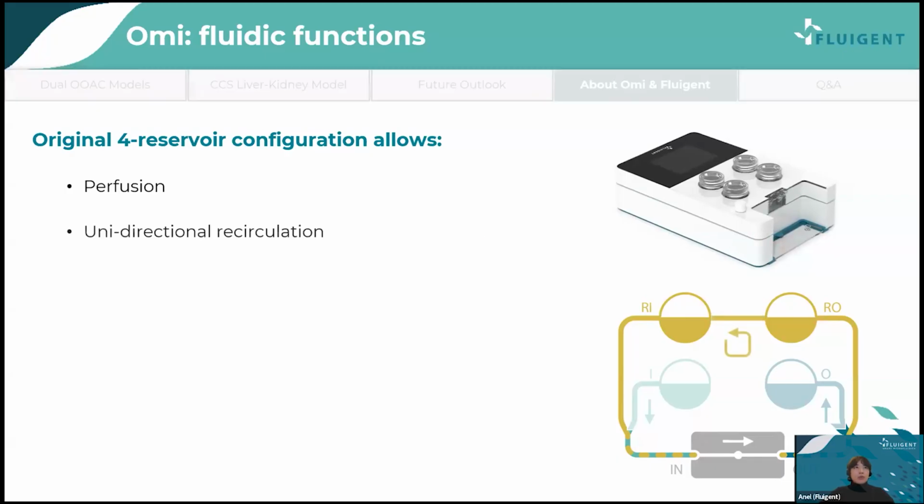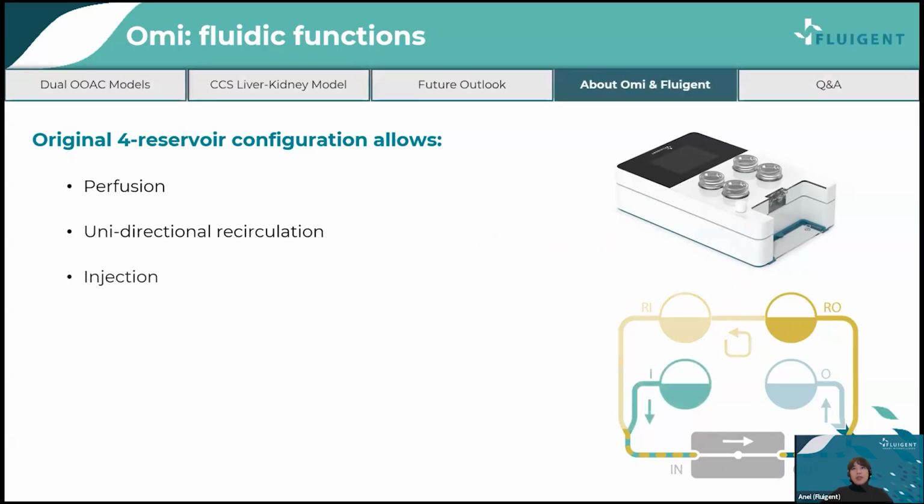There is also the unidirectional recirculation that allows recirculating the medium from reservoir RI to RO. And this can be done for several days or weeks, depending on the experimental setup. Then there is an injection reservoir I, where you can inject the drug of interest in a controlled way inside your fluidic circuit. And there is a sampling reservoir. It is only one reservoir, so it can accommodate only one sampling if necessary during the night.